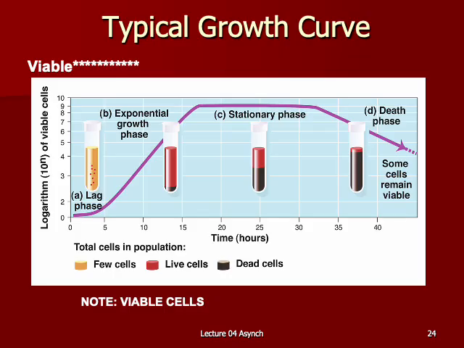You'll see this graph quite a bit. On the Y axis here, we've got the log of viable cells. Remember, viable means living cells. We're only looking at living cells here, not dead and living, just living. And we're taking the log 10. So 10 to the 2 is 100, 10 to the 3 is 1,000, 10 to the 4 is 10,000. You get the idea. It's a log scale. And here's time.